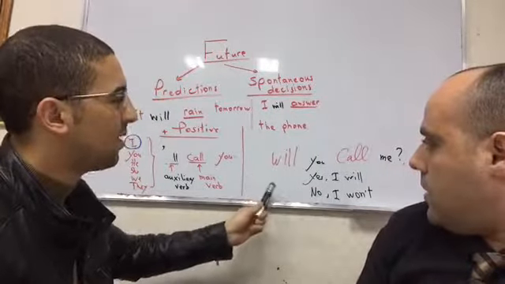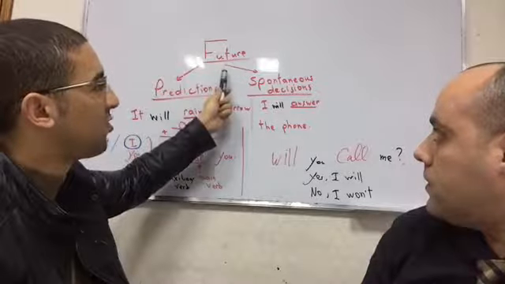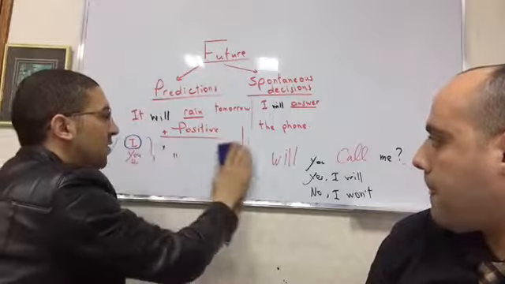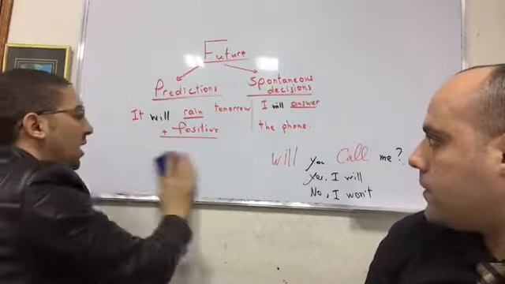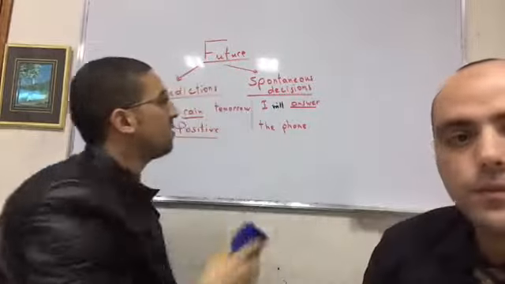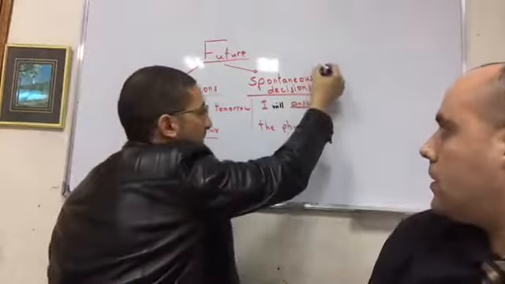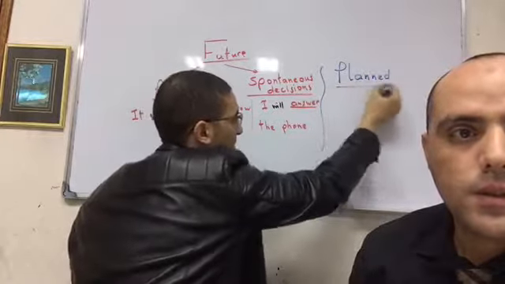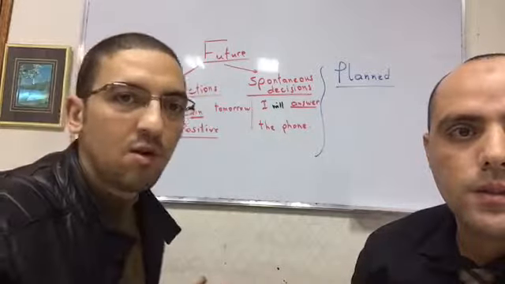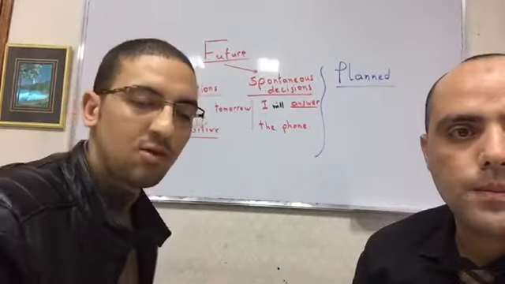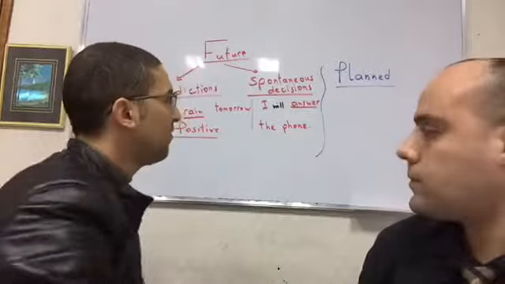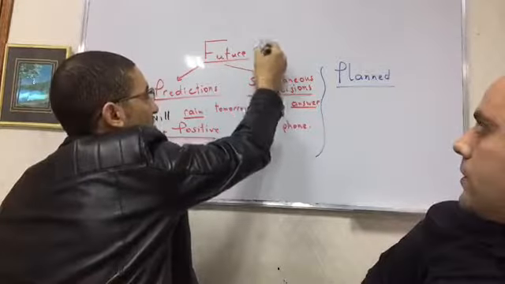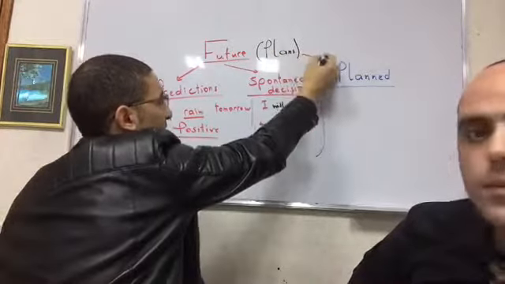Now what matters here is that we're talking about the future. Why did we write here "spontaneous"? Because when we talk about the future, our statements can be either spontaneous or planned. Planned is what we're going to focus on today. We're going to focus on future plans.